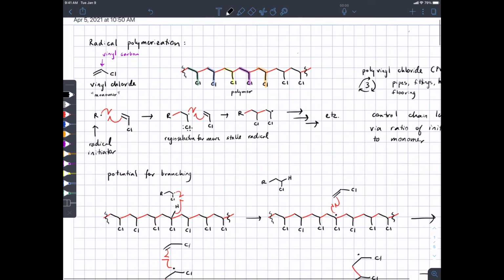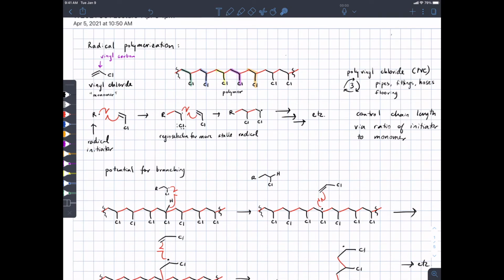You can control the length of the polymer chain by controlling the amount of radical initiator you have relative to starting material. So you might imagine if you add a ton of radical initiator, you're going to have lots of polymer chains growing at the same time. You're going to run out of vinyl chloride monomer sooner, and so your chains are going to be shorter. Instead, if you add less radical initiator relative to your vinyl chloride, you'll start fewer chains. They'll run out of monomer slower, so they'll each get to much longer length. And so there are different processes, different setups for generating polymers of different length.